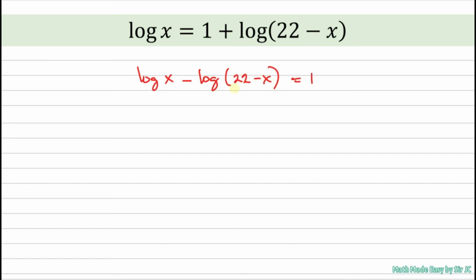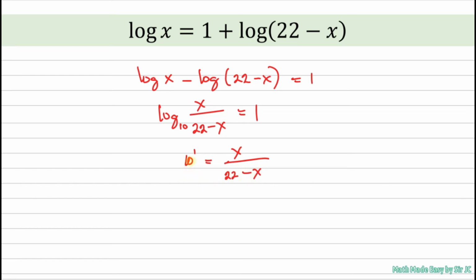Since we have minus, if the operation is addition, we have logarithm of a product. But when the operation is subtraction, we have logarithm of a quotient, and that is equal to logarithm of x divided by 22 minus x equals 1. Then to solve this equation, we have to transform this to exponential. As you can see, the base of the logarithm is 10. So that becomes 10 raised to 1 is equal to x all over 22 minus x.